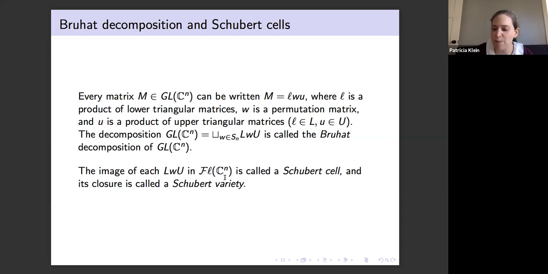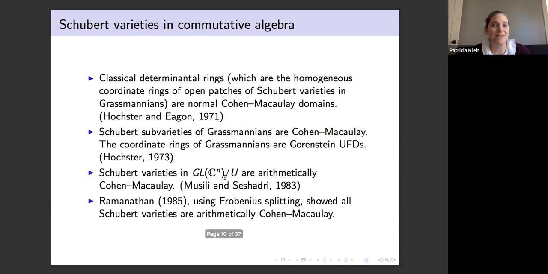Okay, so this has been a lot of, I guess, topology and a little bit of linear algebra. Why, as commutative algebraists, do we care? Well, one answer is because we really like the Cohen Macaulay property. And historically, we at least care because Schubert varieties gave us some of the first examples of Cohen Macaulay varieties.